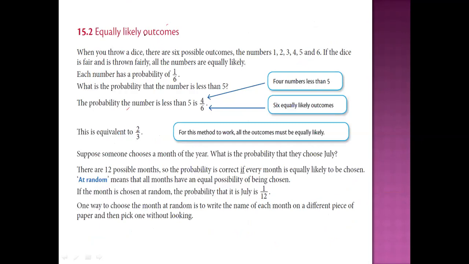Chapter number 15.2, equally likely outcomes. What does it mean, equally likely outcomes? Check your dictionaries if you don't know these terms, words. When you throw a dice, what is the dice?